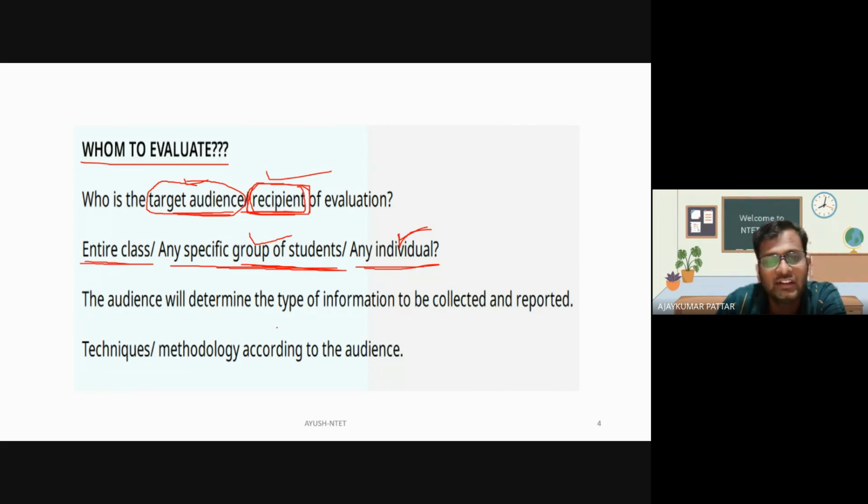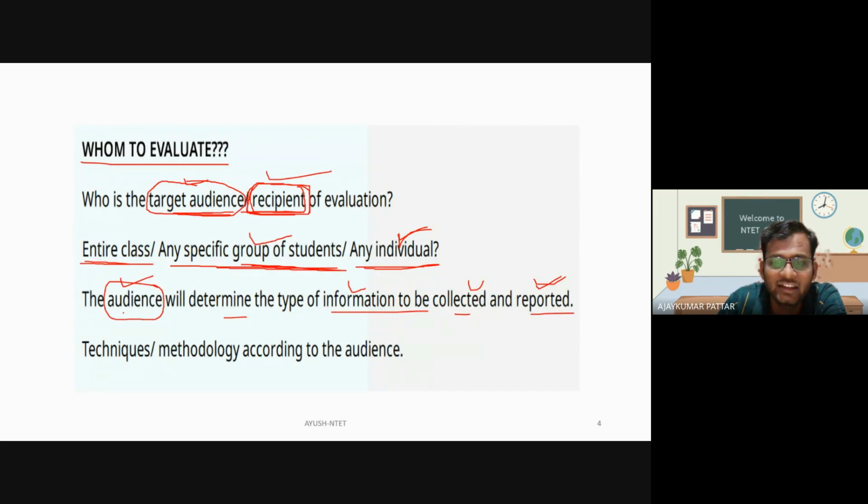So the audience will determine the type of information to be collected and reported. Based on the audience, or based on the student, we will determine the type of information, collect the information, and the report will be done. So the information and data collection and reporting depend on the audience.